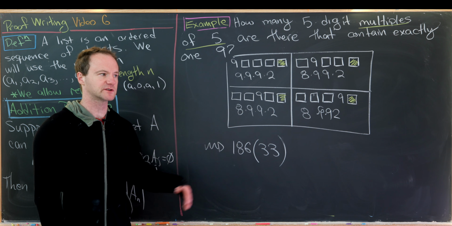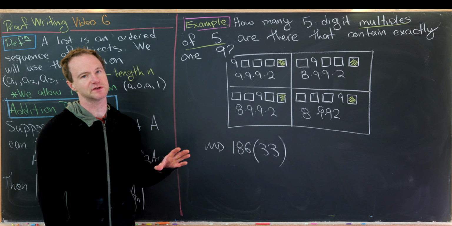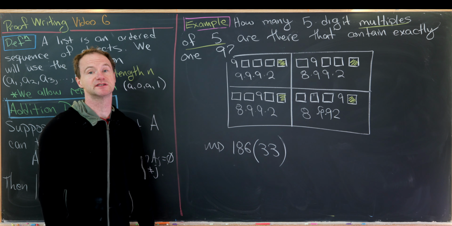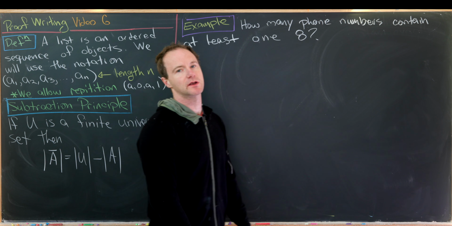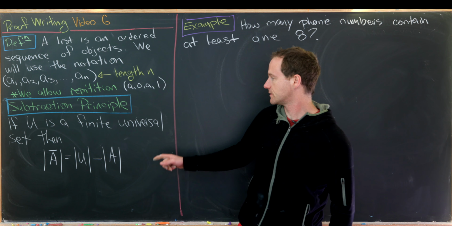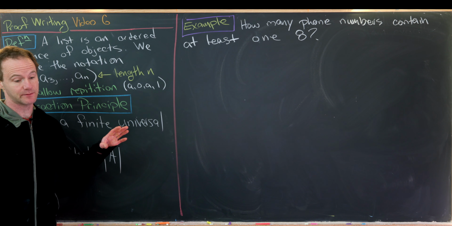Okay, so now that we've looked at the addition principle and the multiplication principle, let's look at the subtraction. Now we're going to look at something called the subtraction principle. So let's say we have a finite universal set, which I'll call U. Then the cardinality of A complement is the same thing as the cardinality of U minus the cardinality of A. So let's see that counting principle in an example.